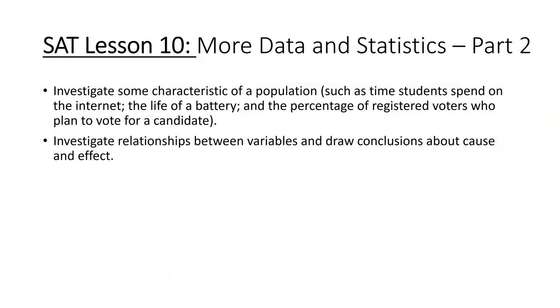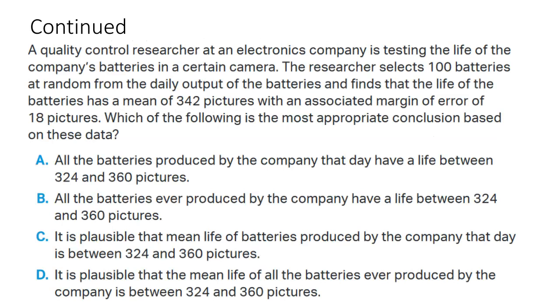Now let's finish up with Lesson 10. Let's look at some characteristics of populations and investigate relationships between variables to get conclusions. The quality control researcher in an electronics company is testing the life of a company's batteries. They find, from 100 batteries selected at random from the daily output, that the life of the batteries has a mean of 342 pictures with a margin of error of 18. Which of the following is the most appropriate conclusion based on the data?